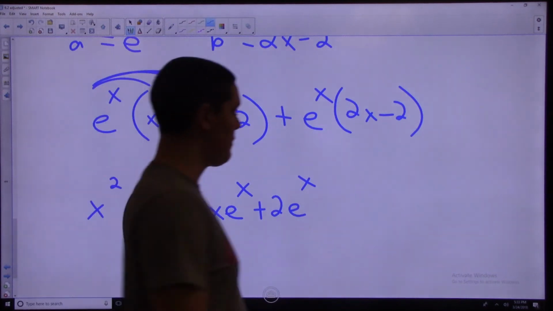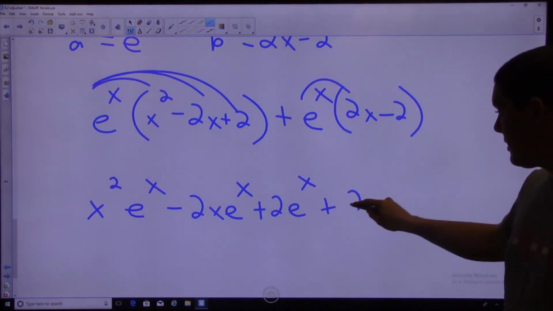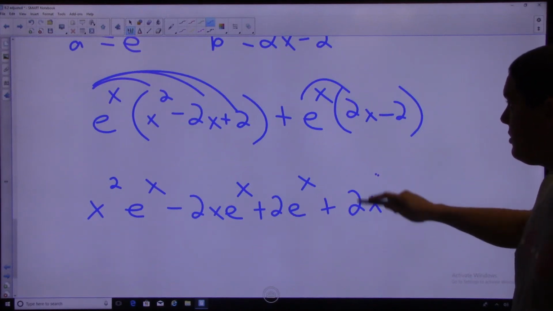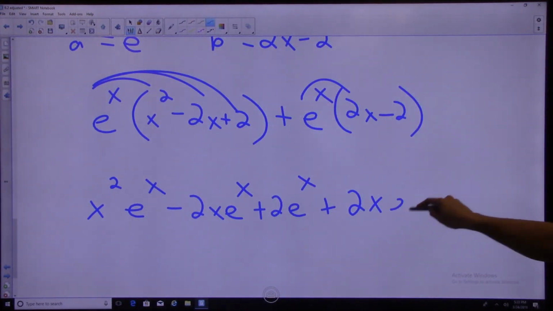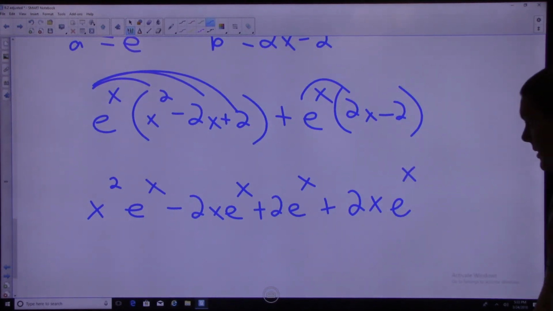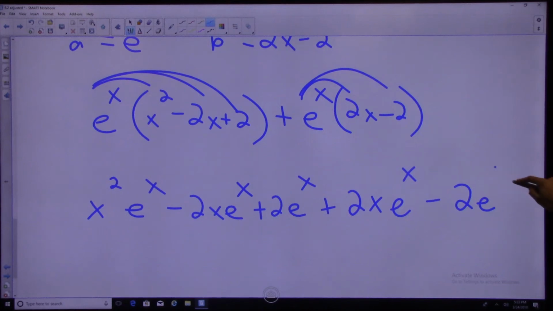Now we still got some stuff over here. So e to the x, distribute that through. It's going to be 2x e to the x. And we got to distribute to the last term as well. So negative 2 e to the x.